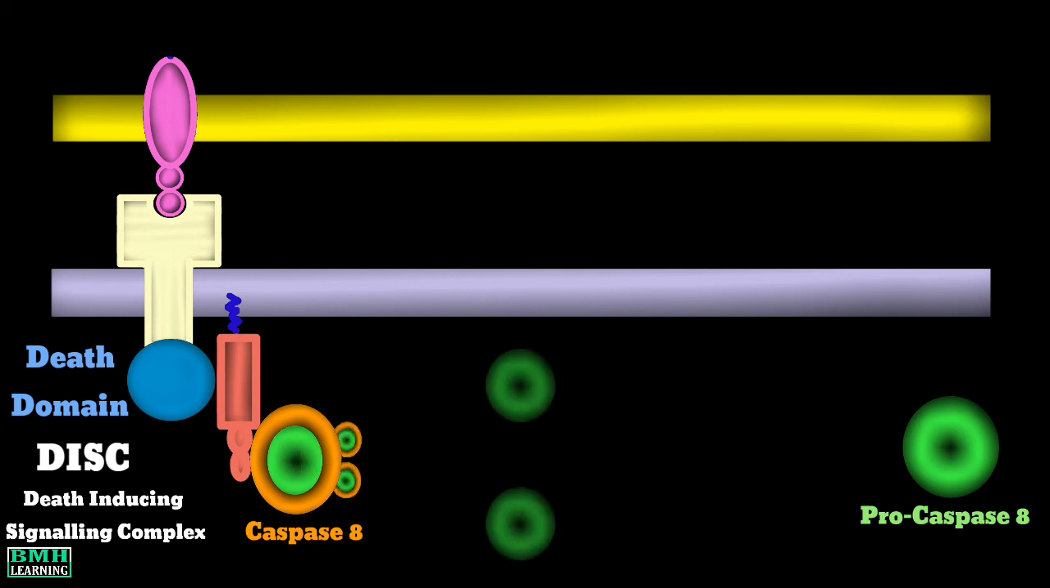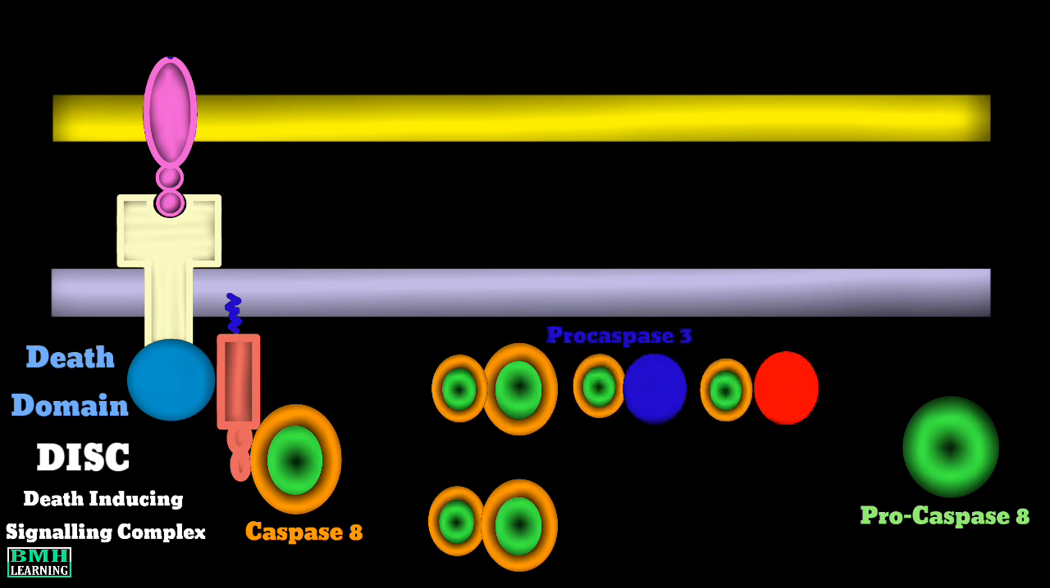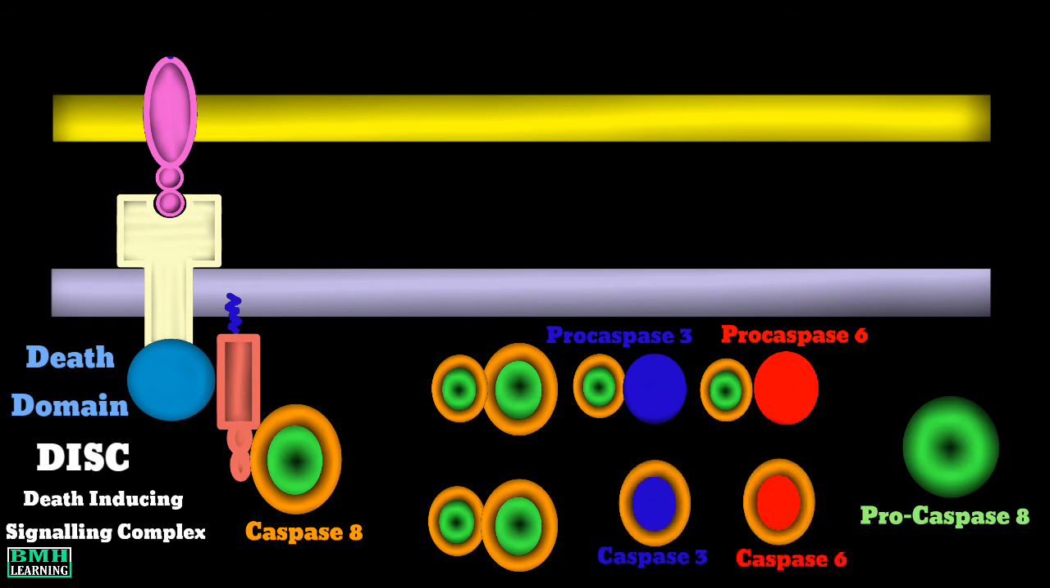From this point, the caspase activation chain is initiated. The caspase 8 enzyme further activates adjacent procaspase 8 molecules. These in turn will act on executioner caspases called procaspase 3 and procaspase 6, and then activate them in the form of caspase 3 and caspase 6. Finally, these executioner caspases lead to the apoptosis of the cell.